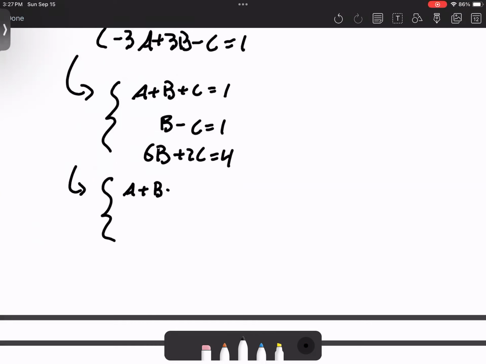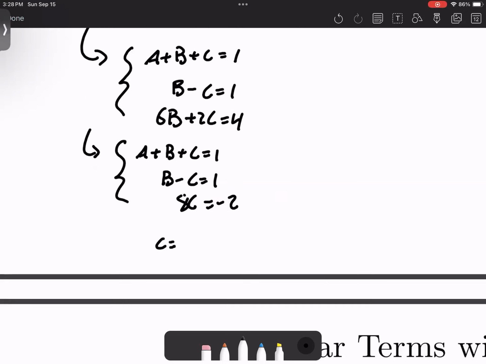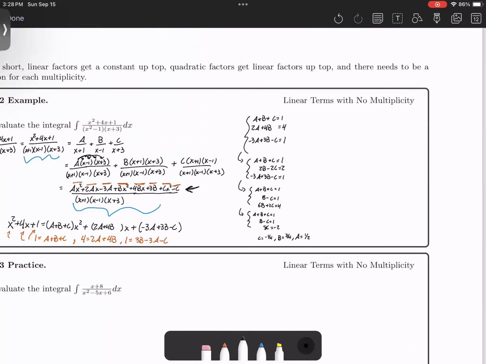So I have my first equation untouched. I have my second equation untouched. And the resulting final third equation is 8c is equal to minus 2, which we can now just waterfall backwards. My third equation solves c as minus 1/4. My second equation solves b as 3/4. And my first equation solves a as 1/2. So these are what the constants have to be in order to make this decomposition work.